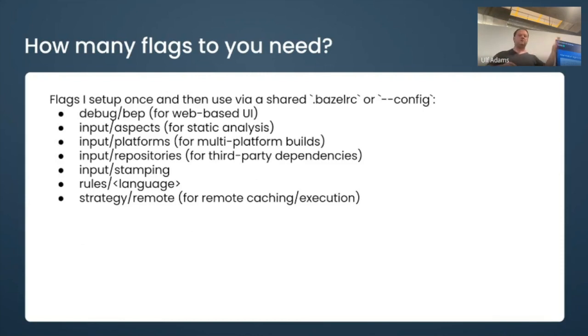Platforms, of course, occasionally you need to look at that. Input repositories is something, depending on how much you work with third-party dependencies, that is important to look at. This is more like the one time you really need to look at it, or you have a performance issue. Input stamping is something to look at once. Rules language is something to look at every now and then, right?